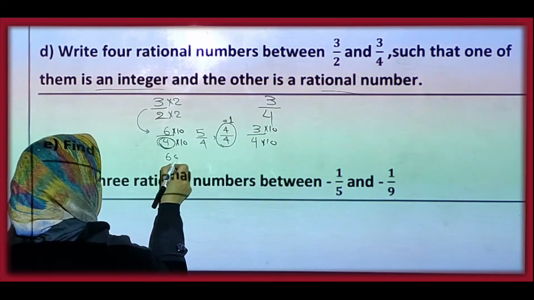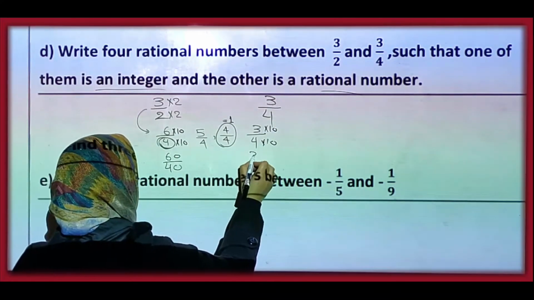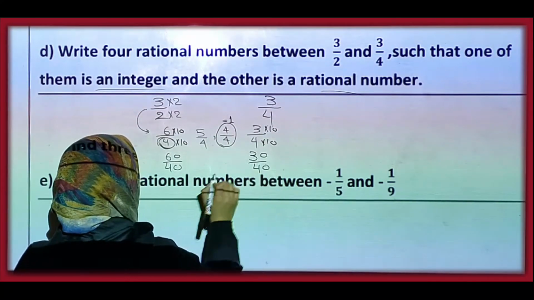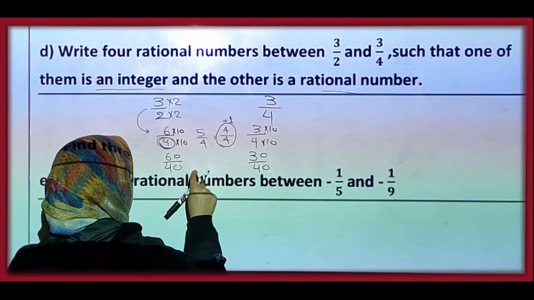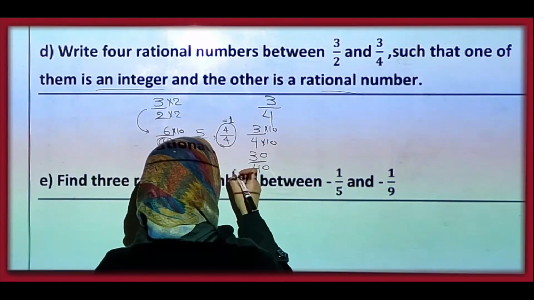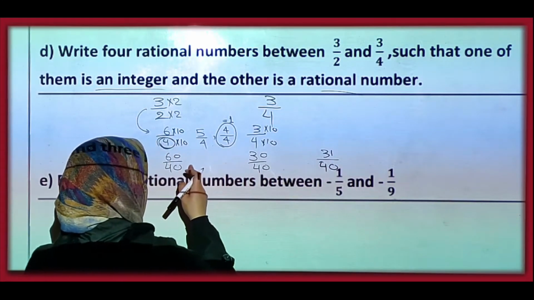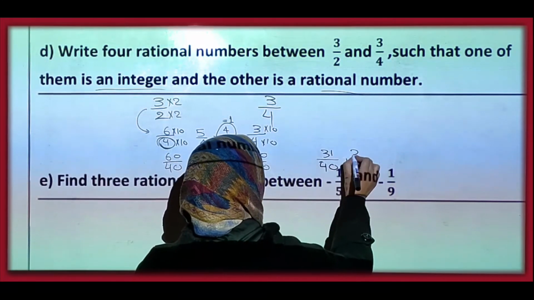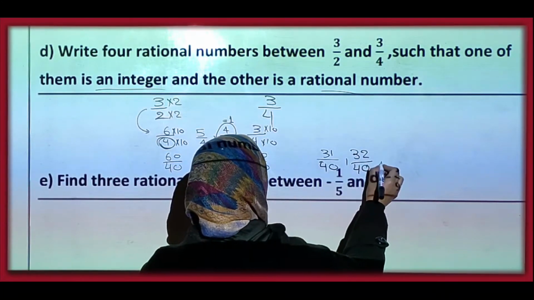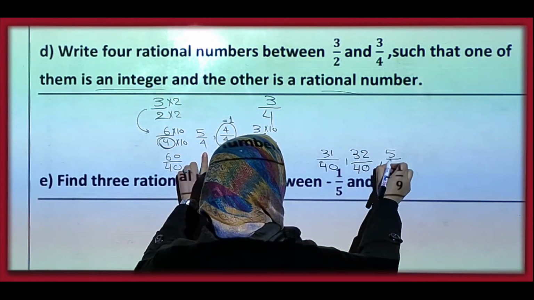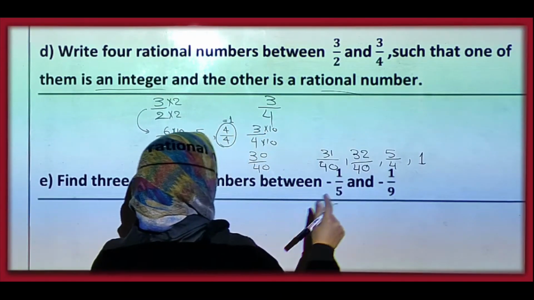We get 60 over 40 and 30 over 40. To find the rational numbers between them, we choose any of them: 31, for example, over 40, 32 over 40, 33, and so on.